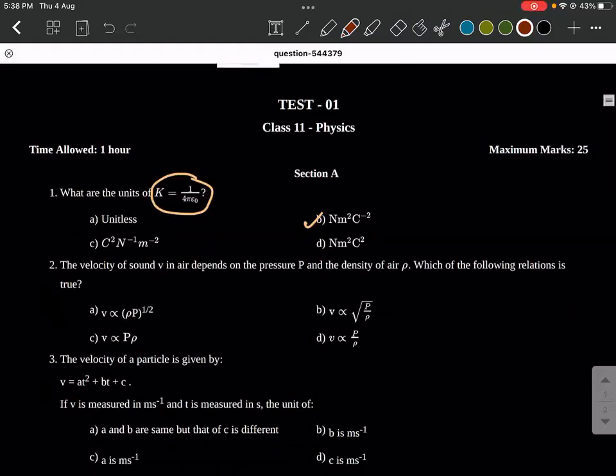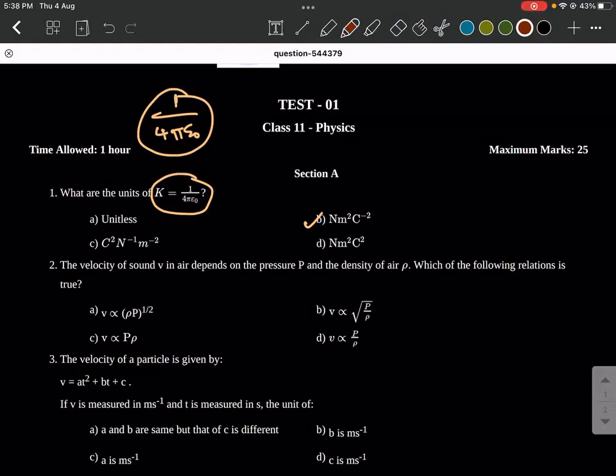Pi has nothing to do with it. 4 pi is a constant, but epsilon naught is there, no? That has some role. So it is actually called 1 divided by 4 pi epsilon naught. Forget about this question. Answer is Newton meter square per coulomb square.